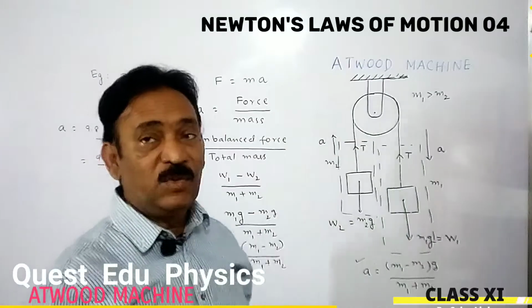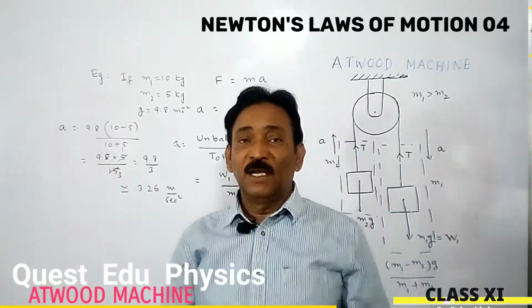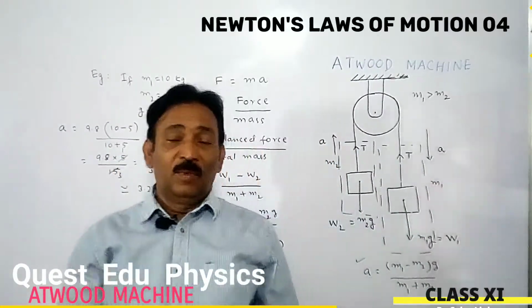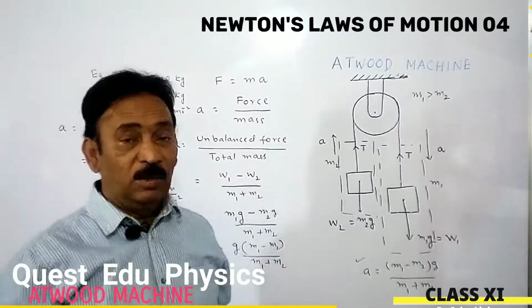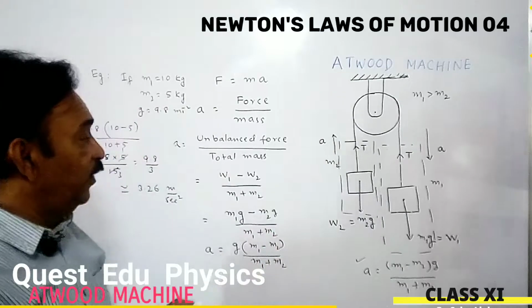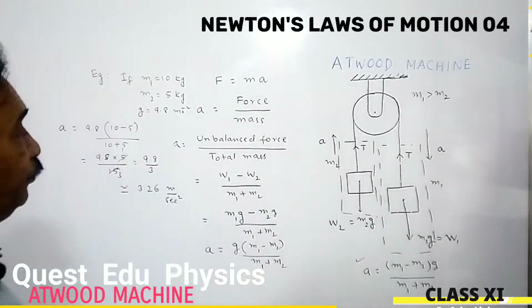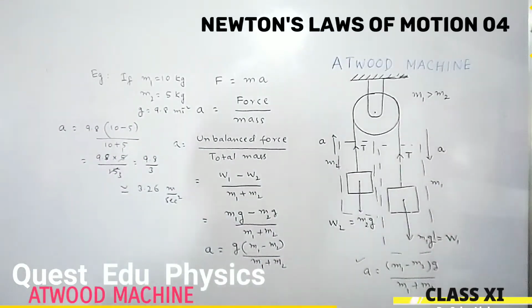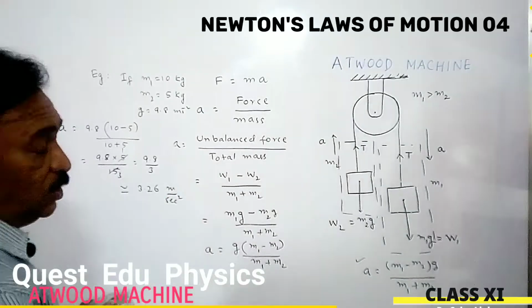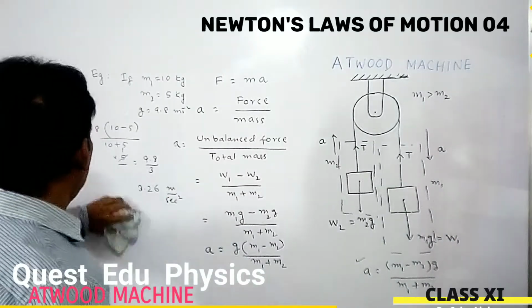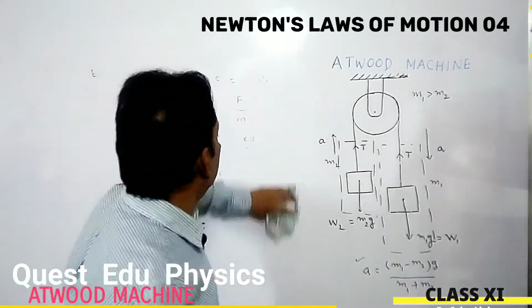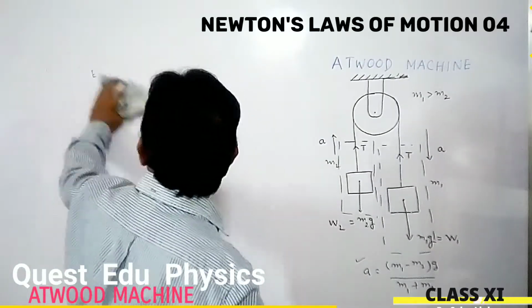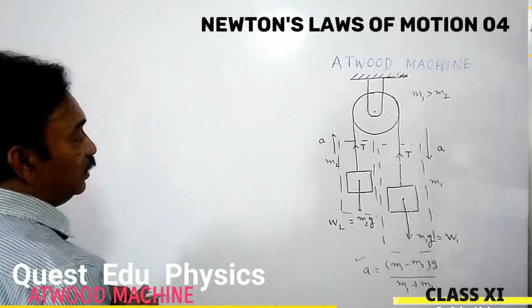Okay, students, in this way you can find out the acceleration of the body which is rolling over the pulley. It is not yet finished at the acceleration, and we have to find out the tension in the string, the tension which is created in the string. We found the acceleration. Later we have to find the tension in the string.